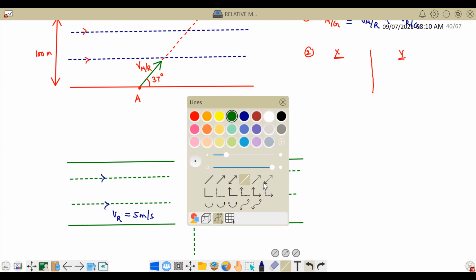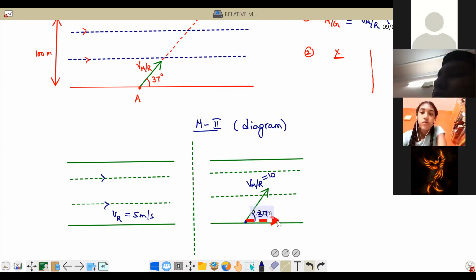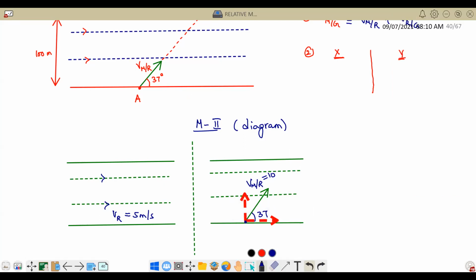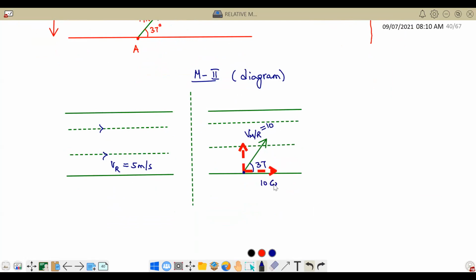Now if I resolve this velocity of man with respect to river in this direction, how much is this component? In this direction, what is this component? 10 cos 37. This component is what? 10 sin 37. 10 cos 37 means how much? 8. So that means this is 8. This is equal to 6.